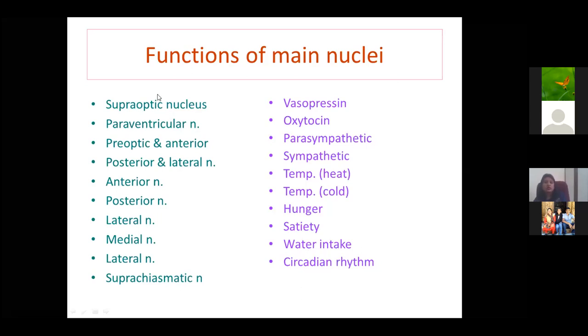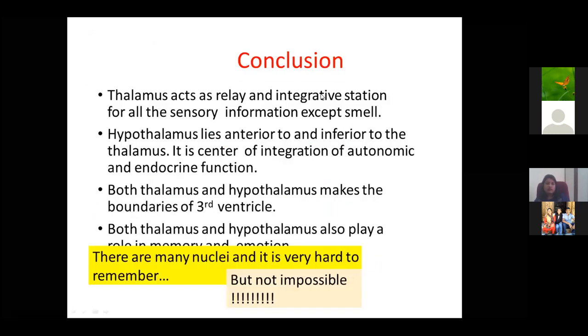So these are the main functions of hypothalamus along with the releasing of stimulating hormones to the pituitary gland. It controls the parasympathetic, hormonal as well as temperature, then hunger, satiety, all these things. The thalamus acts as a relay station and integrative station to all the sensory information except smell, because smell is controlled by the olfactory cortex.